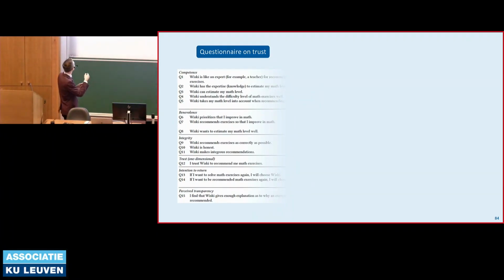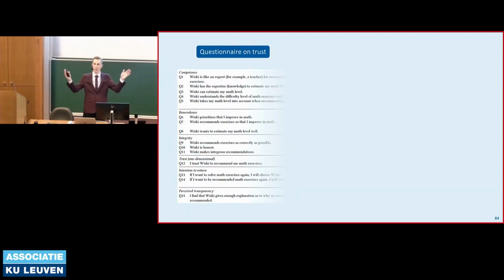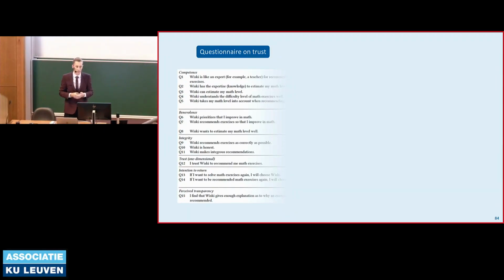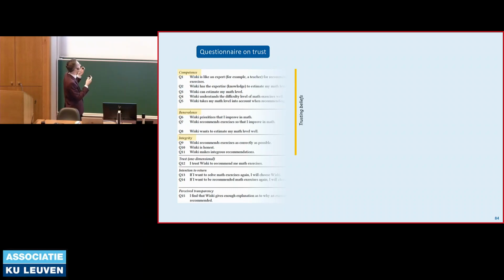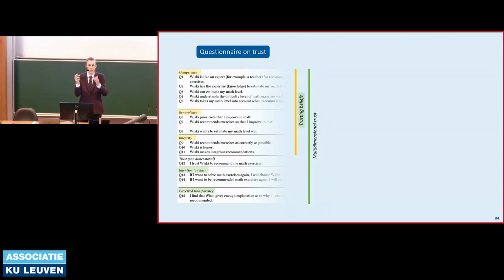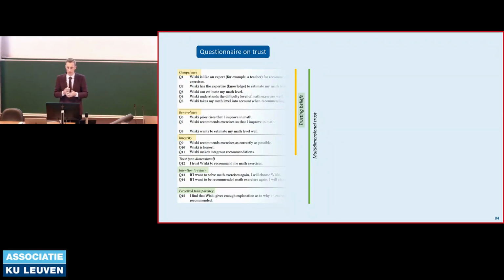The first way was 1 question. I trust Whiskey to recommend me maths exercises. Just say on a scale from 1 to 7 whether you agree. Just 1 question. And then we had all these other questions. You don't have to read all of them, but they are capturing other trust-related concepts, such as competence, benevolence, integrity, intention to return, perceived transparency. And then we combined all these answers because they're all numbers in the background, and we just average them and those kind of things. And that is what we call multidimensional trust. So just keep in mind these 2 trust measurements. Let me show you what we found.